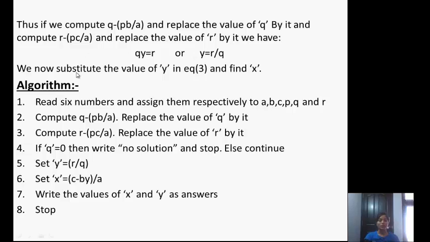Now, the algorithm for this. First step is read 6 numbers and assign them respectively to a, b, c and p, q, r. Second step is to compute q minus pb upon a and replace the value of q by it, and next compute r minus pc upon a and replace the value of r by it. Next step, if q is 0, then write no solution and stop, else continue. Then y equals r by q and set x equals (c minus by) upon a, and write the value for x and y. This is our answer.